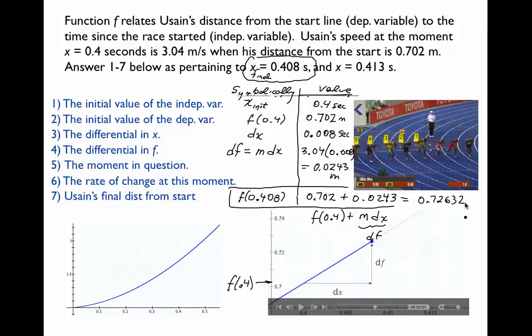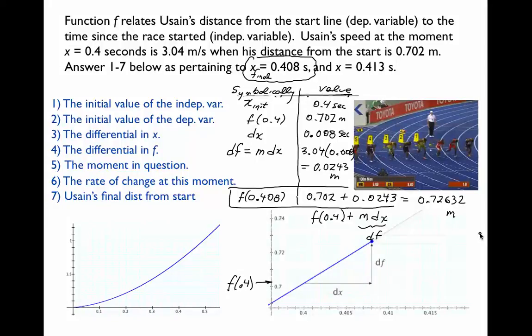0.732. I think that's right. And what's the units on that? Distance from the start? Yes. This was the final value of the dependent variable. This is distance from the start at 0.408 seconds. Initial plus the change. So this is not a change. This is a true value of the function f, or distance from start. That was the change. Moment was the interval from 0.4 to 0.415, within which we were changing dx.